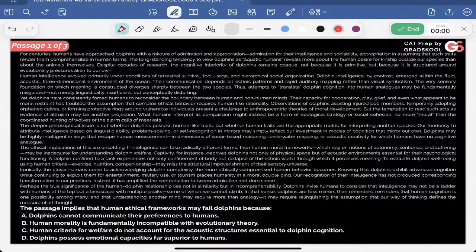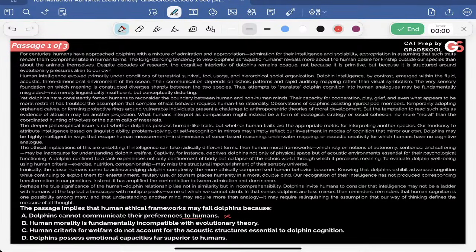The passage implies that ethical frameworks may fail dolphins because dolphins cannot communicate their preferences to humans. Does the passage imply that? Not really. There's no mention of communication between humans and dolphins. We cannot go with that.